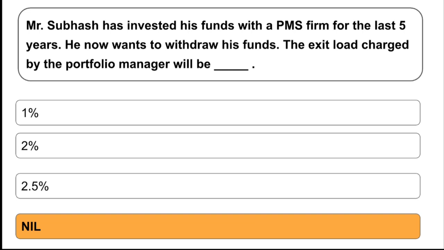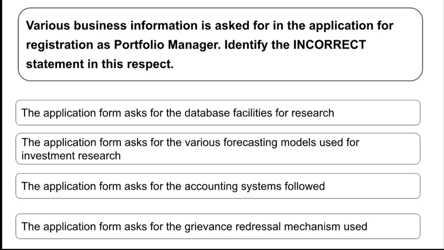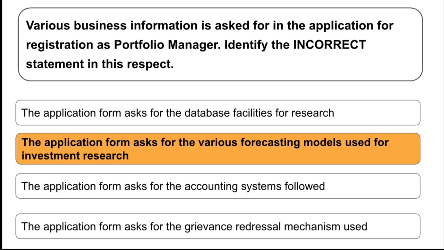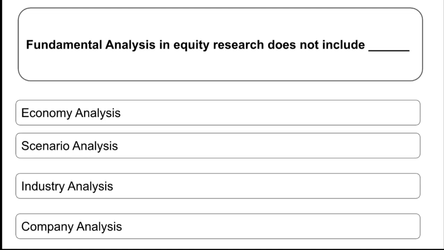Going to the next question. Various business information is asked for the application for the registration as portfolio manager. Identify the incorrect statement in this respect. Options are: A. The application form asks for database facilities for research. B. The application form asks for various forecasting models used in the investment research. C. Application form asks for accounting systems followed. D. Application form asks for grievance redressal mechanism used. So the correct answer is option B, that is the application form asks for various forecasting models used for investment research. Let's go to the next question.